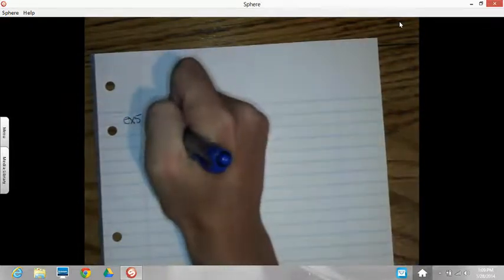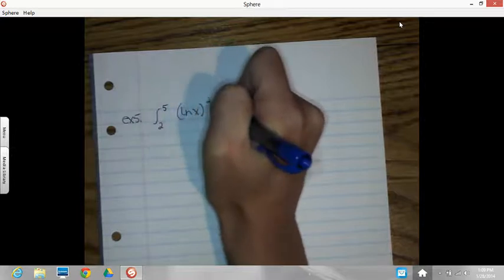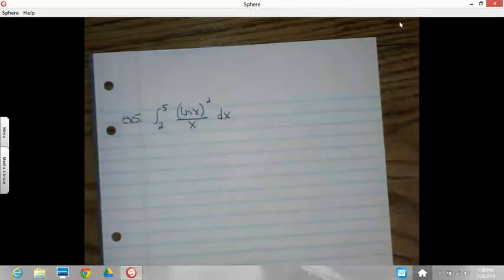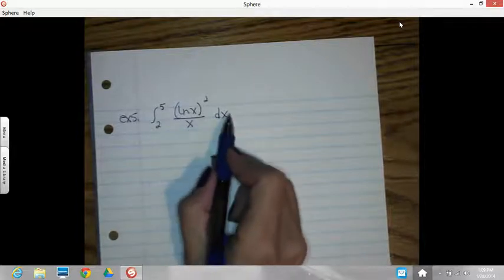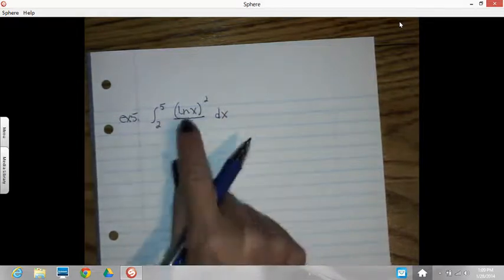Let's see, we've got a definite integral this time from 2 to 5 of (natural log of x) squared all over x dx. Okay, we're in that 1 over u situation. If I let u equal just the denominator here, x, the derivative of that is a 1. Well, I've got this natural log here. That doesn't help me at all.